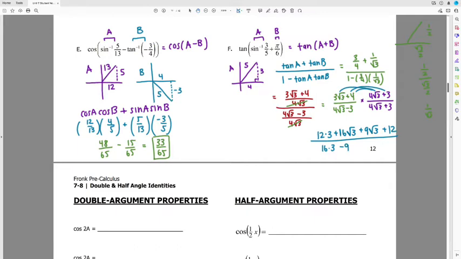And then I'm just going to clean this up by simplifying here. So 12 times 3, that's 36. So 36 plus 12 is 48. And then we have two like terms in the top, those root 3 terms, so 16 plus 9, that's 25 root 3's. And then this is all over 16 times 3, that's 48, minus 9 is 39. So this is all over 39. So that's our final answer.